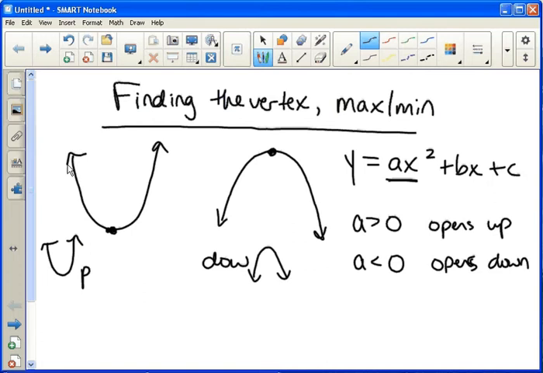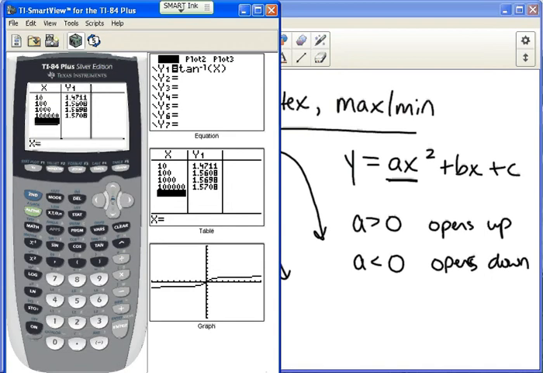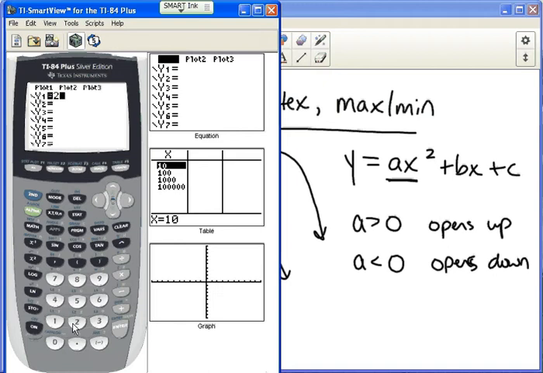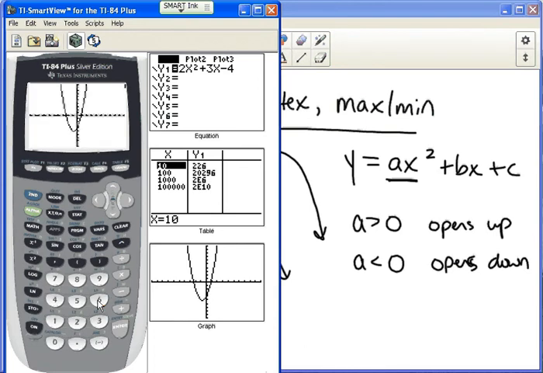So let's just graph a couple examples, and then we will move on to how to find the vertex. So here's our graph. Let's say we go to y equals, and I plug in 2x squared plus 3x minus 4. Okay, well, all we have to do to know if it's going to open up or down is look at the x squared, and it has a positive 2 in front of it. Since it's positive, we know it's going to open up. And you can see that it does there. It opens up.